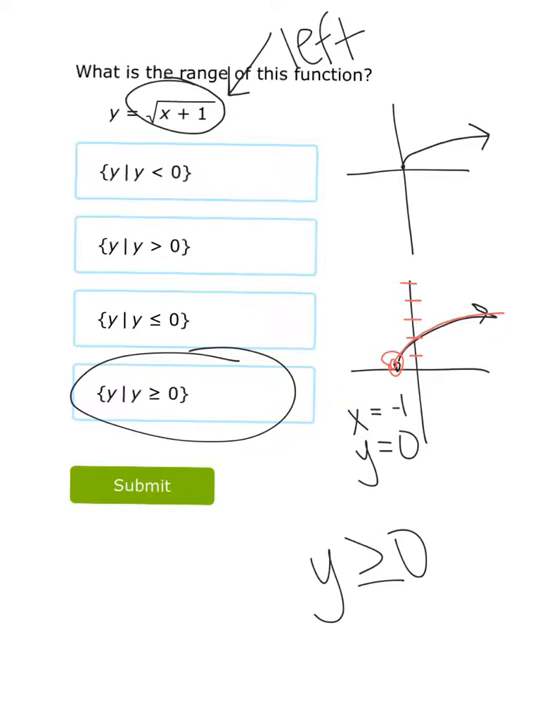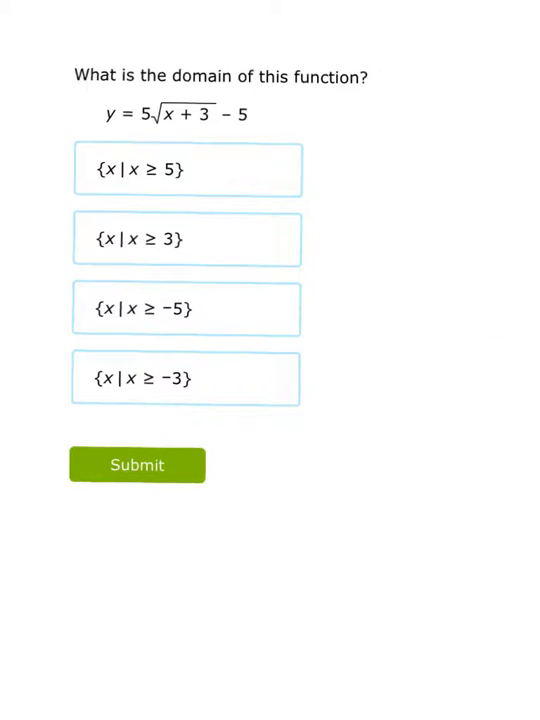Alright, last example. Okay, same thing. I can use my transformation rules, or just get your calculator out and graph it if you need a visual of what that graph looks like. On this one, I can see that I have a vertical stretch. It's been moved left 3, and it's also been moved down 5.